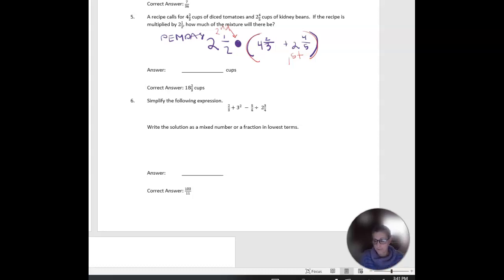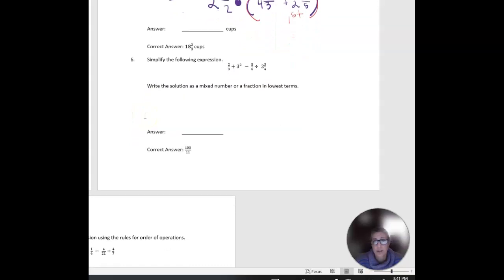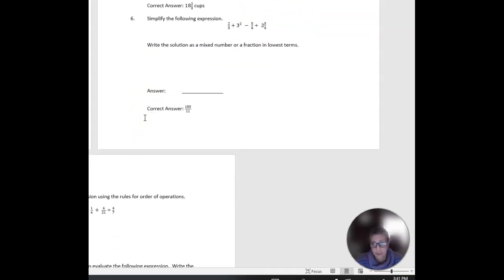Let's try number 6 because it has something in it that I do not recall us ever seeing, and that is an exponent. Okay, so we'll look at number 6. It's 2/3 plus 3 squared. Okay, again, I don't remember ever seeing an exponent, but this is an exponent. When you have a number up to the top right, then that is an exponent.